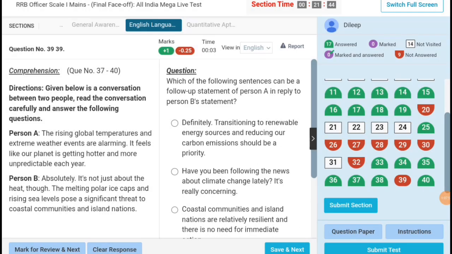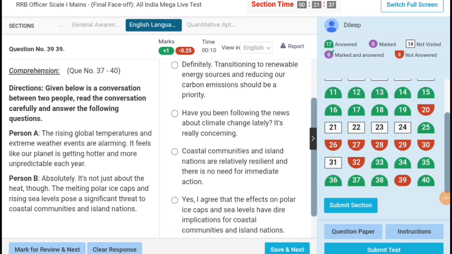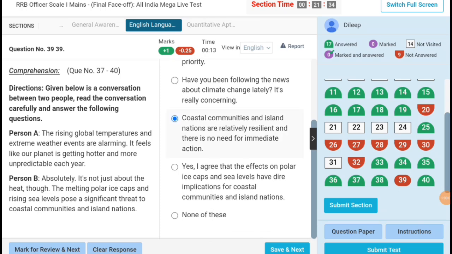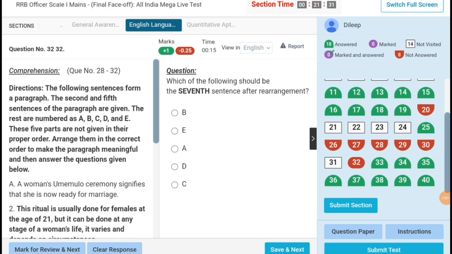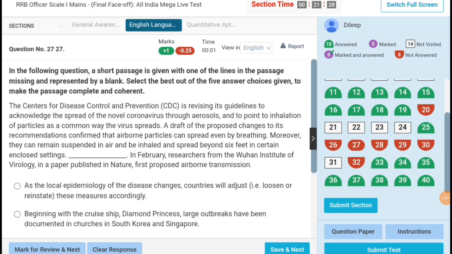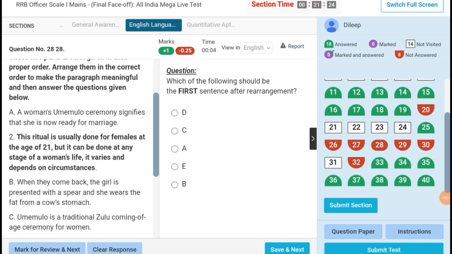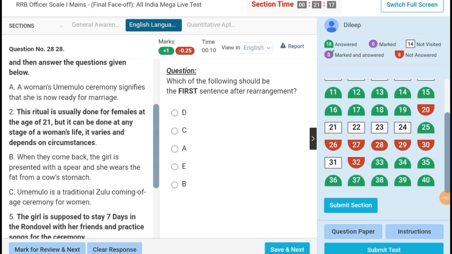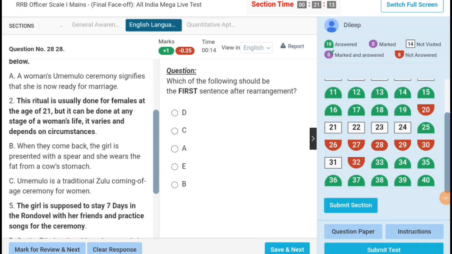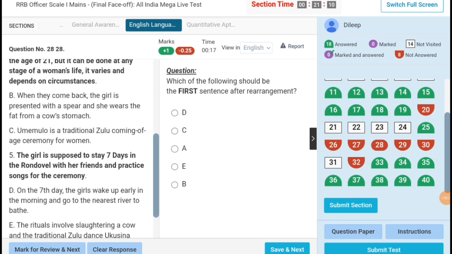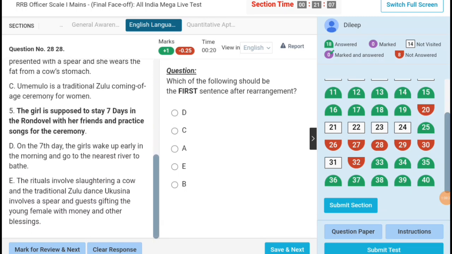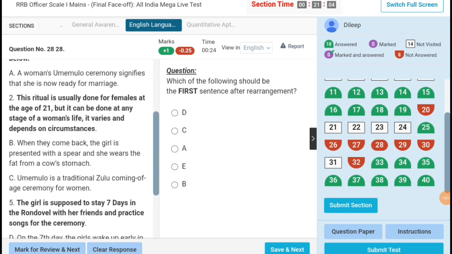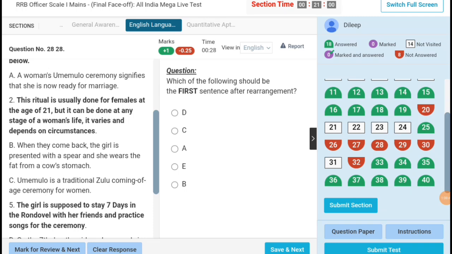Next. Next one, it is 28. Already 2nd and 5th are fixed. This ritual is usually. So I think C is first one.